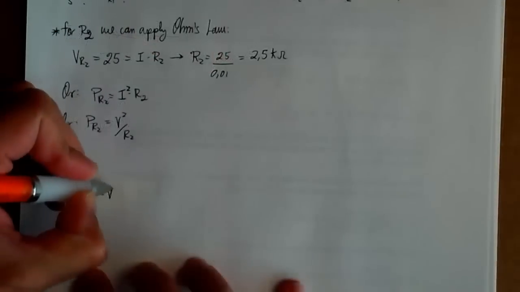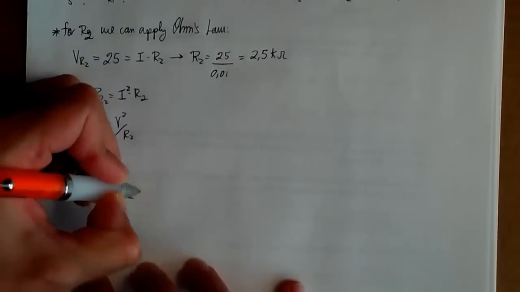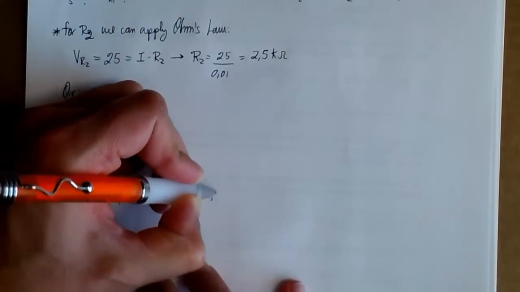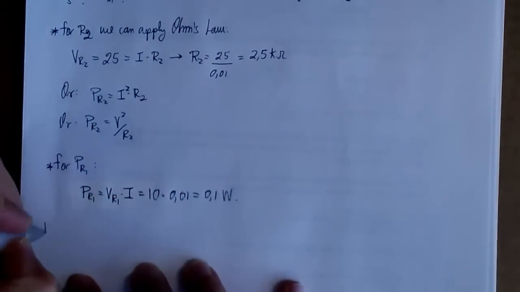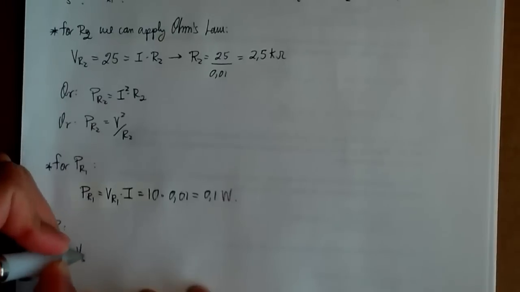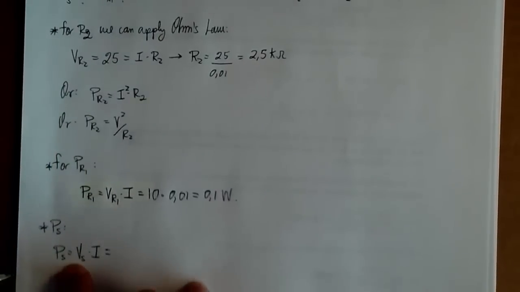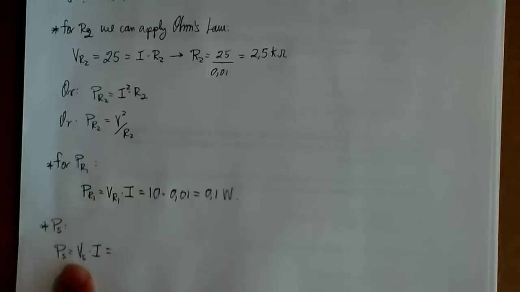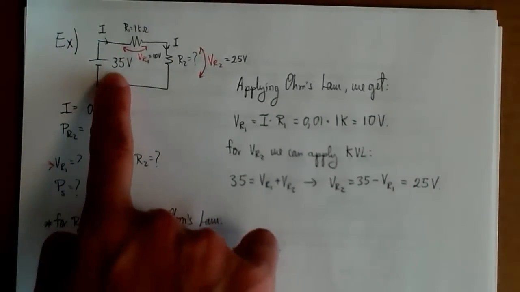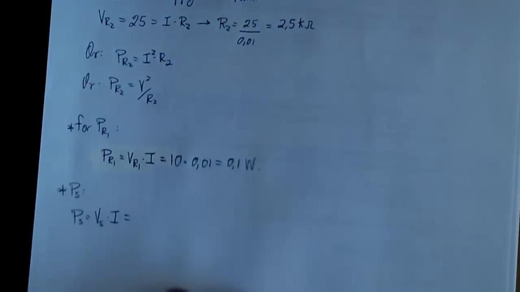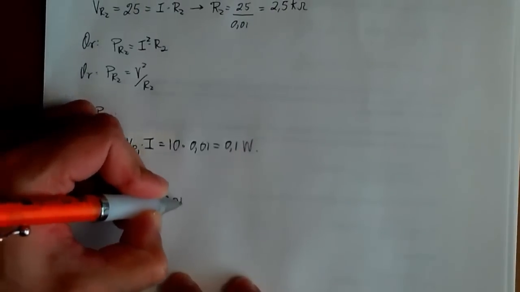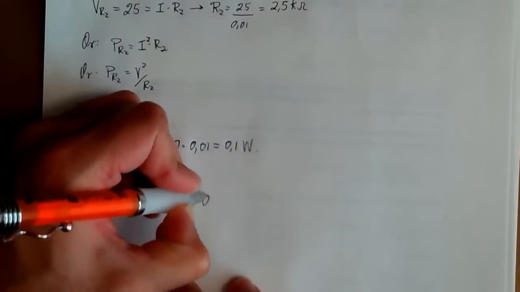Now we want to find the power dissipated by R1, and that is simply the voltage of R1, VR1, times the current. So we get 0.1 watt. For the power provided by the source, we just take Vs and multiply it by the current, where Vs is the voltage across the terminals of the source, and in this example is just 35 volts. So we multiply 35 times the current that is flowing in the circuit, in this case 0.01 amp, and we get 0.35 watt.